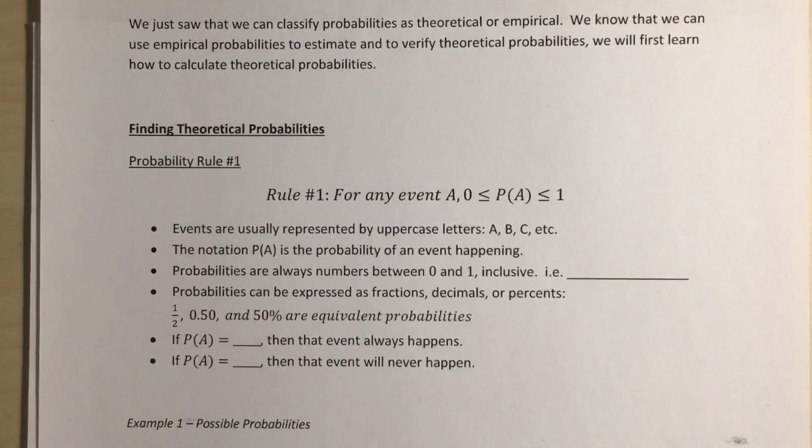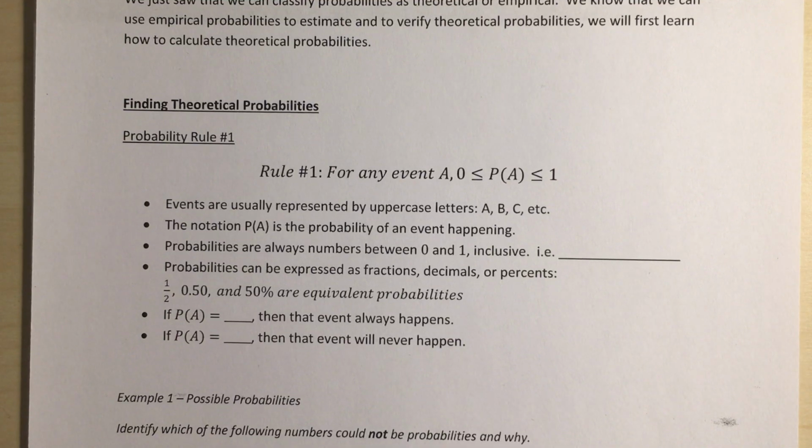All right. So finding theoretical probabilities. Our first probability rule says for any event A, 0 is less than or equal to P of A, which is less than or equal to 1. Here's an introduction to our notation for probabilities. Events are usually represented by uppercase letters: A, B, C, D, etc.